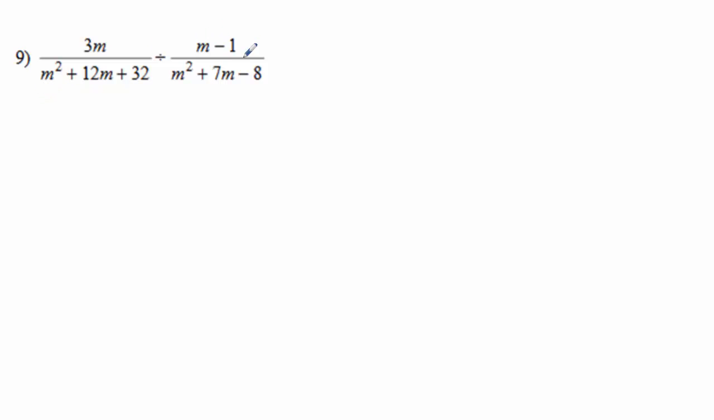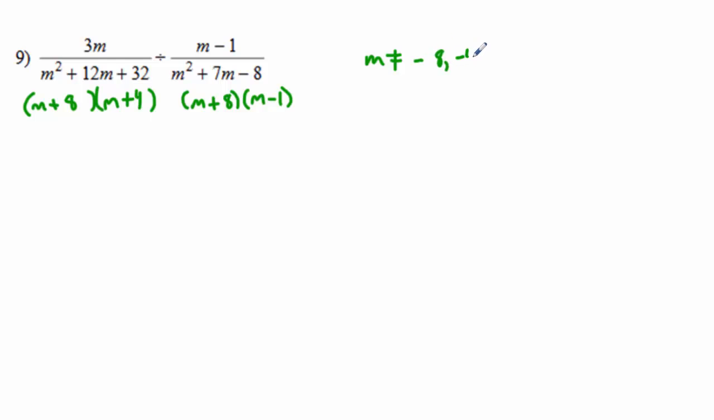Now on this one, I'm going to have to flip the second fraction, but we might as well go ahead and factor and see what's on the bottom of our fractions. If I want to multiply to get 32 and add to get 12, that's 8 and 4. And then if I want to multiply to get negative 8 and add to get 7, that's plus 8 and minus 1. Now I can list out what m can't be at this point if I want to, because it can't be a negative 8, negative 4, positive 1. And now let's flip.